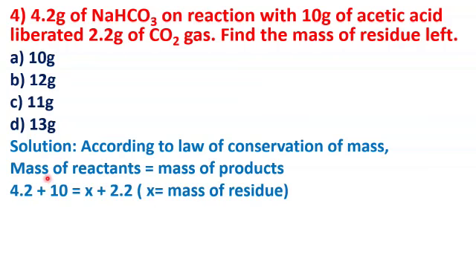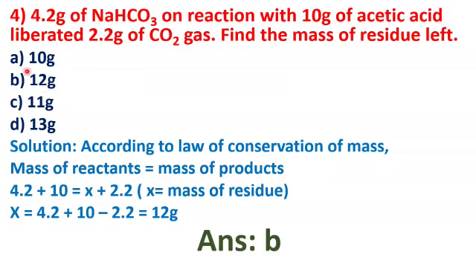Hence, here in this reaction, reactants are sodium bicarbonate and acetic acid. So, their masses are 4.2 plus 10 gram. Then, product is, one thing is carbon dioxide and remaining mass will be the mass of the residue. So, directly you can find out the value of X, that is 4.2 plus 10 minus 2.2, that equal to 12 gram. So, answer is option B, 12 gram.